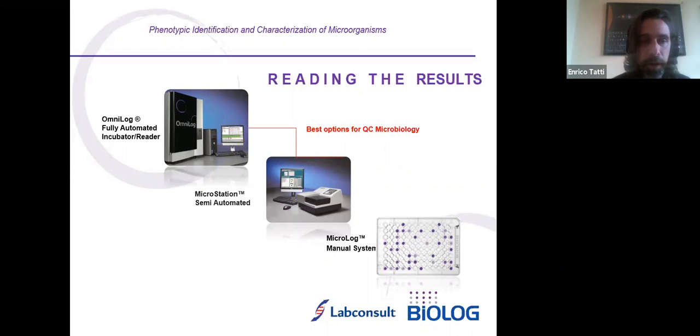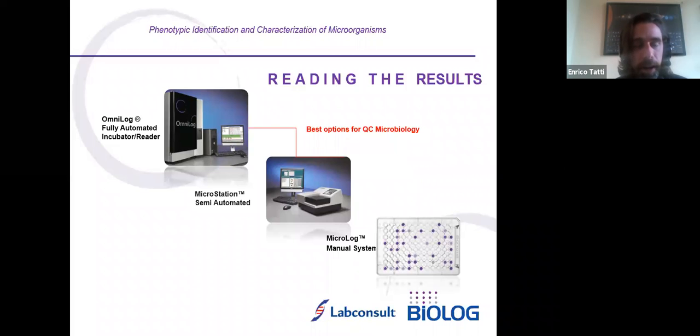Or you have a fully automated solution, which is called the OmniLog, which is an incubator reader that keeps the temperature. You prepare your plate. The plates are placed inside the OmniLog from time 0, and the OmniLog automatically reads the plate every 15 minutes and sends the results to the computer to run it against the database and see if there is a match. And this is done until there is a match between your profile, your metabolic fingerprint, and what is in the database. So in this way, you don't have to manually measure in the MicroStation reader, but you can set up the experiment and walk away.